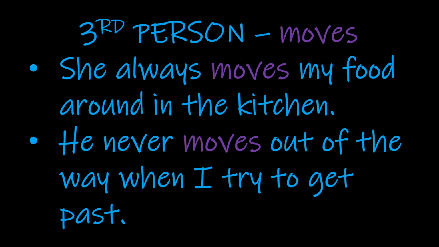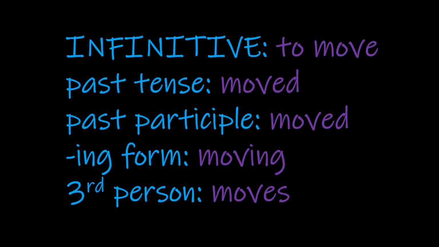He never moves out of the way when I try to get past. Again, we've got that modifier never, so we know that this guy is really stubborn. It's his habit to be stubborn. So in both of these examples, we can perhaps get a flavour of annoyance. So as a review then, we've got to move, moved, moved, moving, moves.